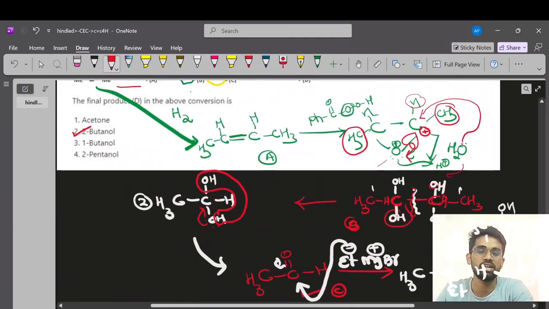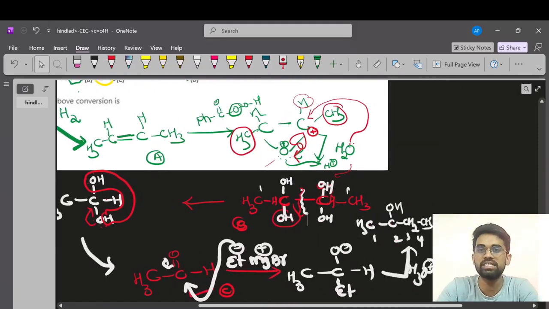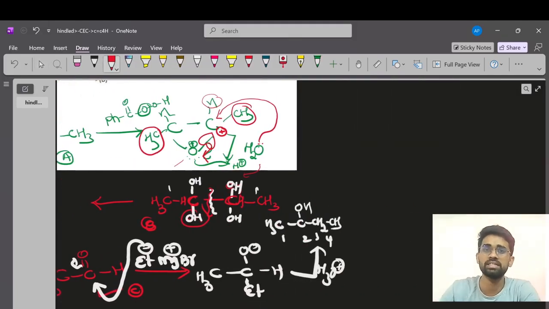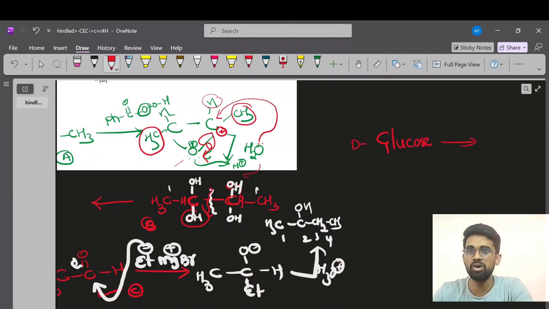Okay, then remove the water molecule, and you are going to get the final product. See, now the question in the exam will be like this. They will give you glucose, the open chain form of glucose, and upon treating with periodic acid, what are the products formed? They will say A plus B plus C.